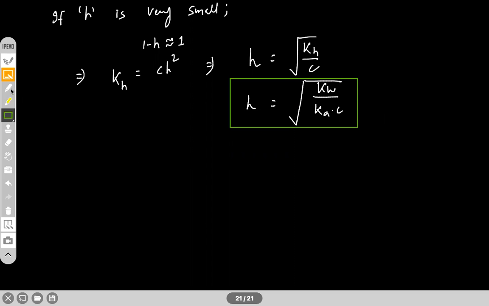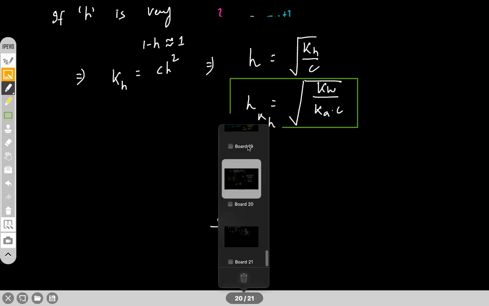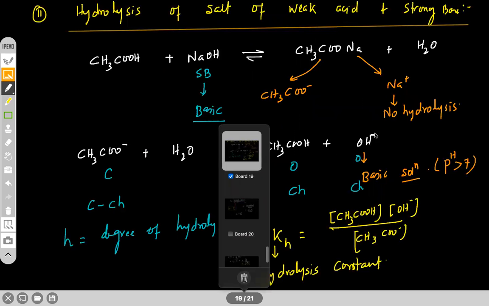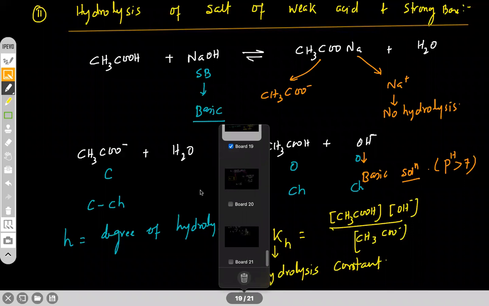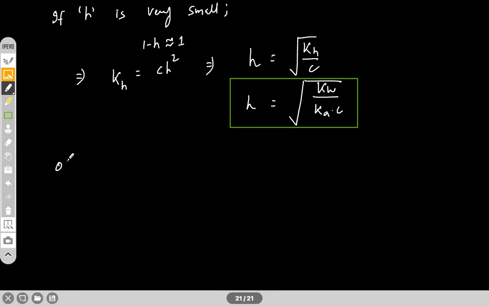Once you know h, because we need to find out the concentration of OH minus here, you see. The concentration of this OH minus, the base, right? This is Ch. h we know already. So the concentration of OH minus would be, it is given as Ch. So h is this formula we have. So when you solve this, you'll get root over KW into C divided by KA. Okay, this is the OH minus concentration.